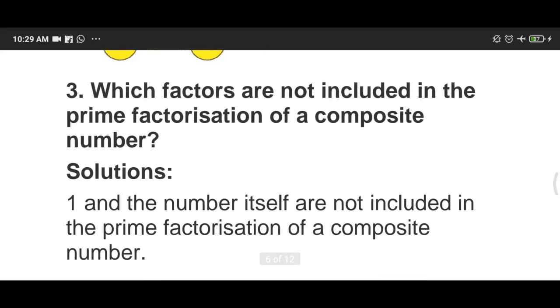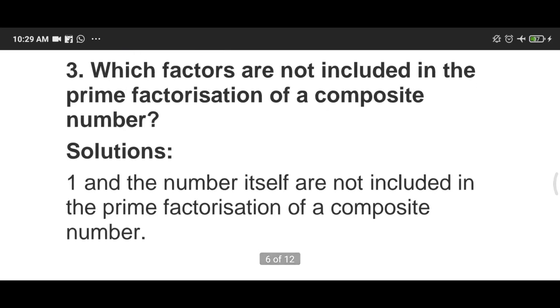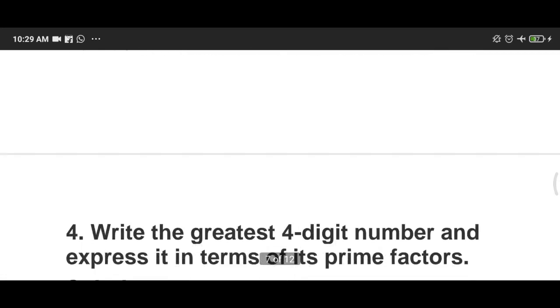Question number 3: which factors are not included in the prime factorization of a composite number? Whenever we prime factorize a number, 1 and the number itself are not included in the prime factorization of a composite number.